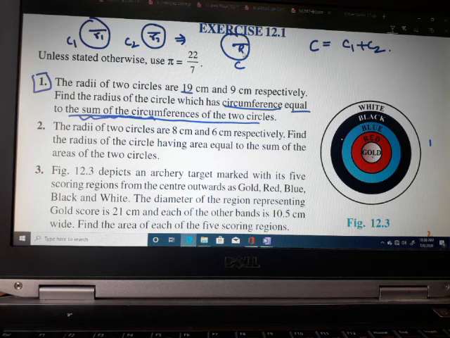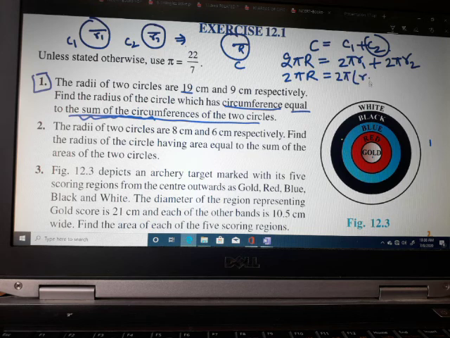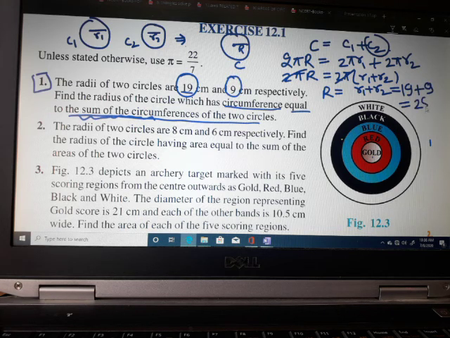Circumference of this circle having radius r is 2 pi r, equal to the circumference of the first circle with radius r1, 2 pi r1, plus the circumference of the second circle with radius r2, 2 pi r2. Taking 2 pi common, that is equal to r1 plus r2. Finally you can cancel 2 pi, so r is equal to r1 plus r2. Here r1 is 19 centimeter and r2 is 9 centimeter. Adding these you will get the answer, 28 centimeter. This is your first answer.